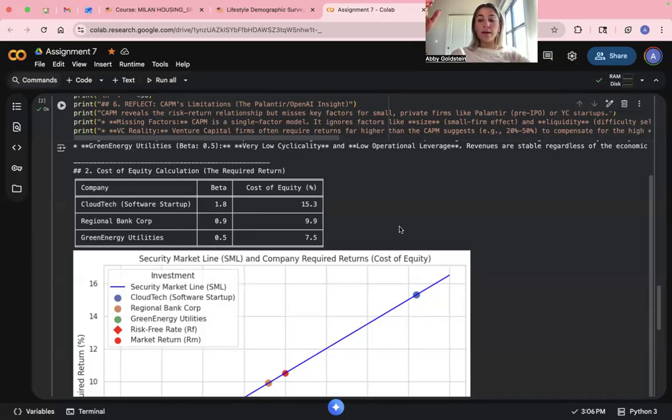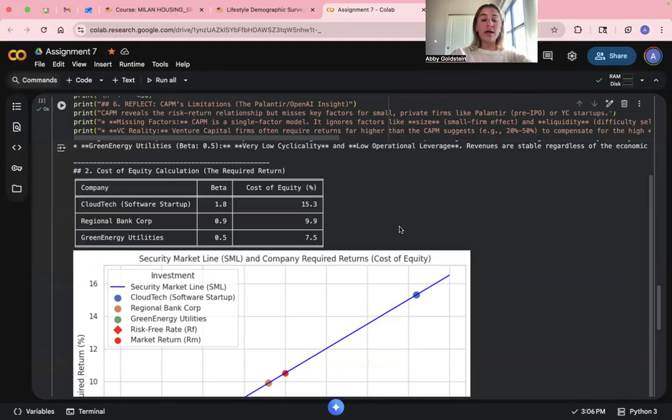Next, Regional Bank, which has a beta of 0.9. While its core business is relatively stable, its beta is kept high by financial leverage. Banks use a significant amount of debt and deposits, which magnifies the equity risk. And then the Green Energy utility has a beta of 0.5. This is the ultimate defensive stock. It has regulated revenues and essential services, meaning it has low operating leverage, making its cash flows stable regardless of the market.